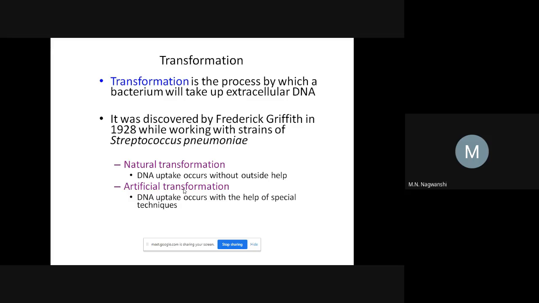So this method was discovered by Frederick Griffith in the year 1928 when he was working with the strains of Streptococcus pneumoniae, the bacteria that causes pneumonia. There are two methods for transformation. One is natural transformation and the second is artificial transformation.